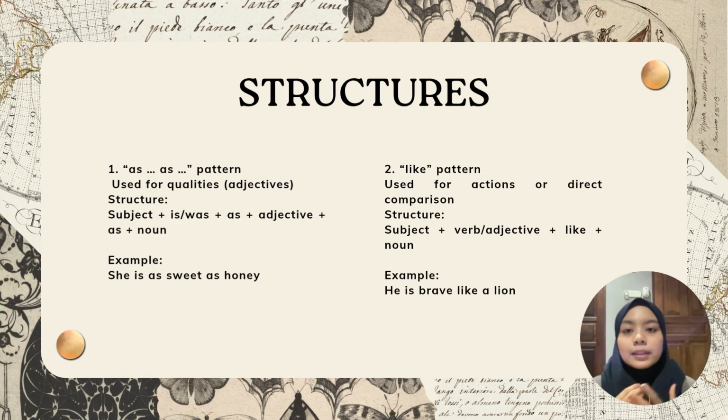For the structure of our technique, the foundation of this is we will first introduce the students to two simple simile structures. The first one we have here is the as-blank-as pattern, which is mainly used to describe qualities. For example, she is as sweet as honey. And the second pattern is the like pattern. This pattern is used for actions or direct comparisons. For example, in the slide, he is brave like a lion. These structures act as a foundation before we move into deeper practice.